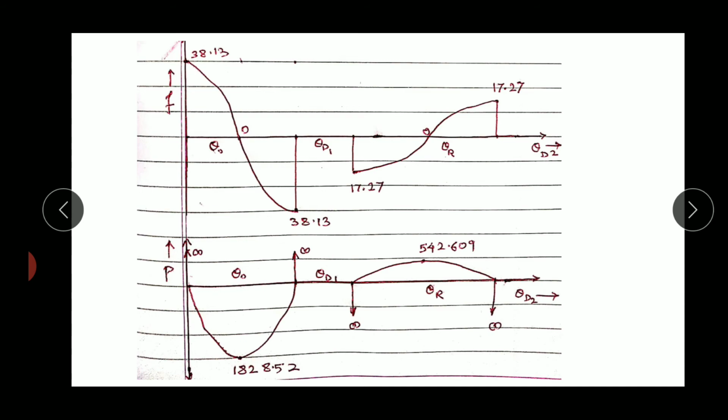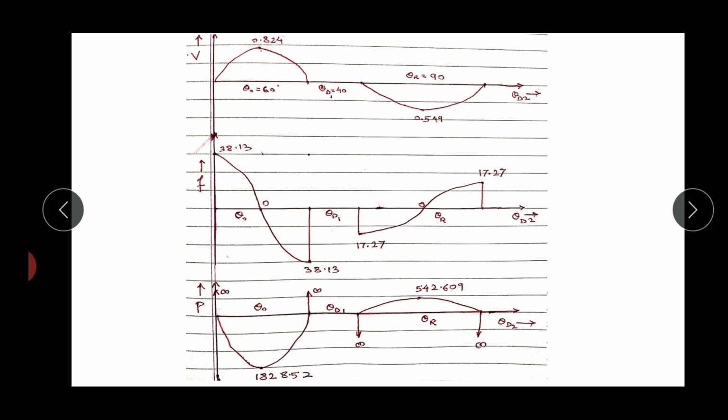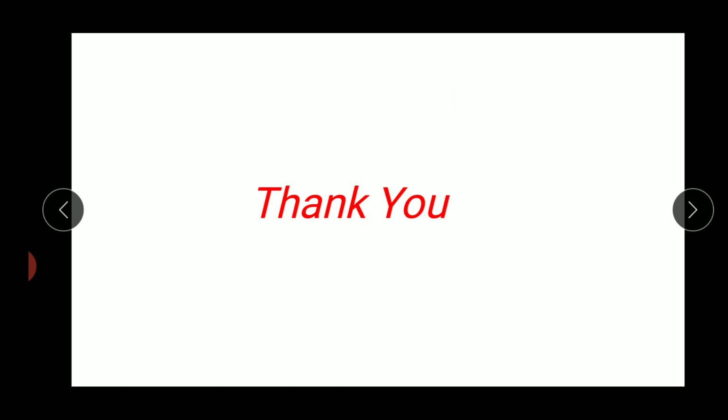That's how we had plotted the displacement graph, velocity graph, acceleration graph and jerk graph for the follower moving with simple harmonic motion during out stroke as well as during return stroke. So this is the complete velocity graph, acceleration graph and jerk graph for the follower moving with simple harmonic motion. Thank you.